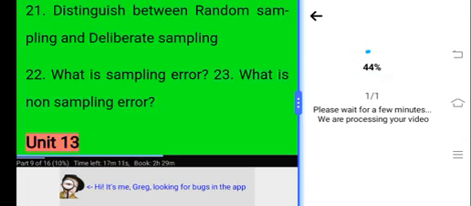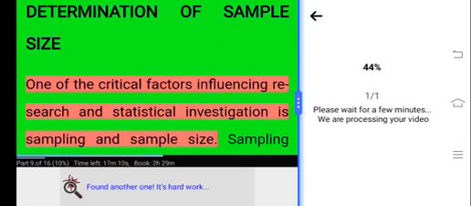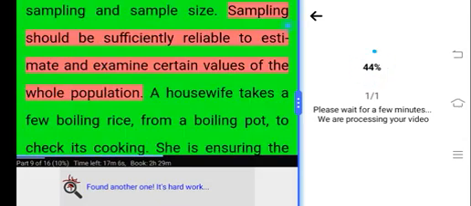Unit 13. Determination of sample size. One of the critical factors influencing research and statistical investigation is sampling and sample size. Sampling should be sufficiently reliable to estimate and examine certain values of the whole population.